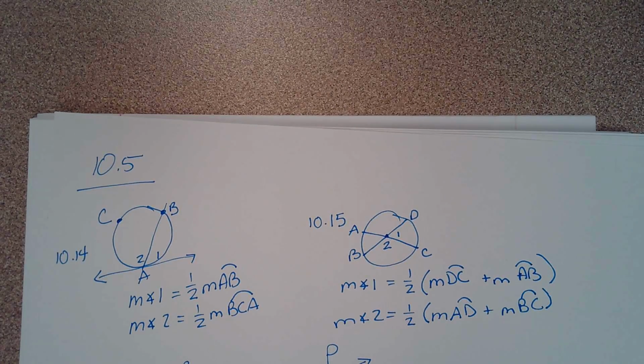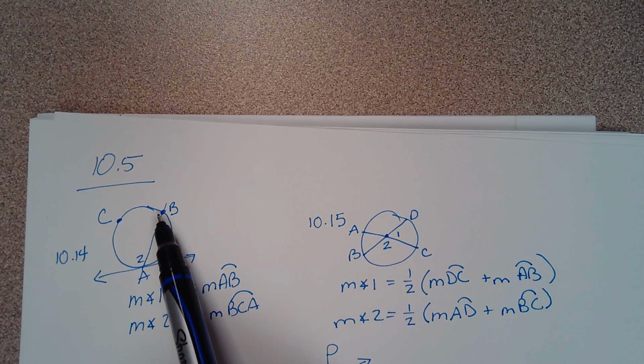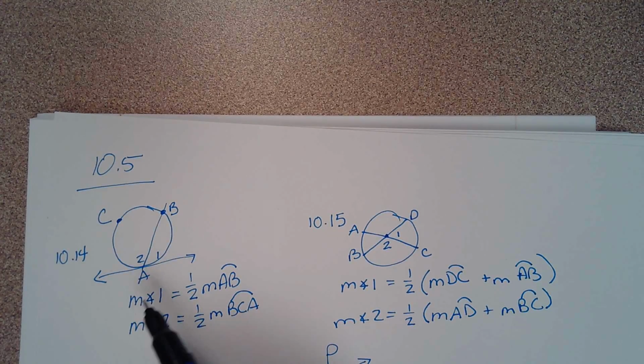10.14. In 10.14, we are talking about the tangent and intersecting chord theorem. And in this one, it's getting angle 1 and angle 2 across the bottom of the tangent. To get angle 1, as you can see, the measure of angle 1 is equal to half of what the arc is for AB. So half of the arc AB is going to give you the measure of angle 1. Rightly so, to get angle 2, it's going to be half the arc of BCA, and that one will give you the other side.